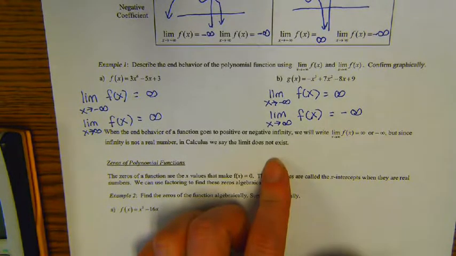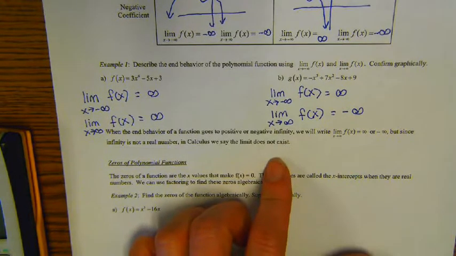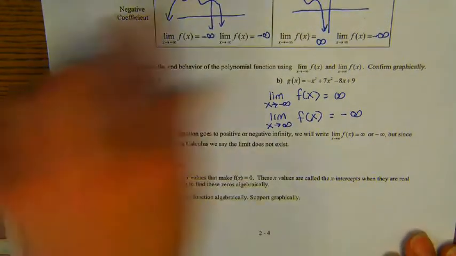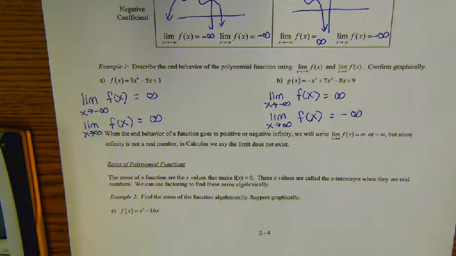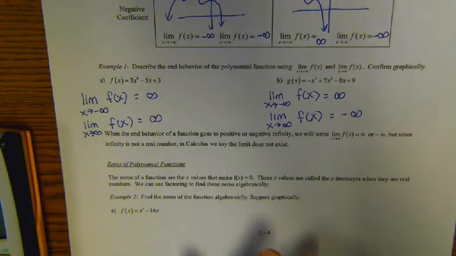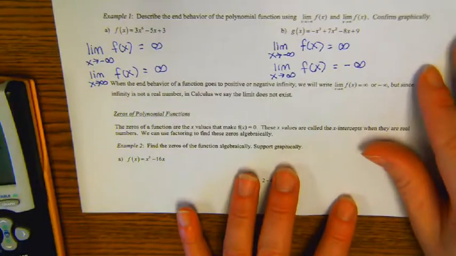Okay? We're going to write it this way, but in calculus we typically would not say a limit equals infinity because it's kind of a contradictory statement. Okay. All right, then let's move on to zeros of polynomial functions.